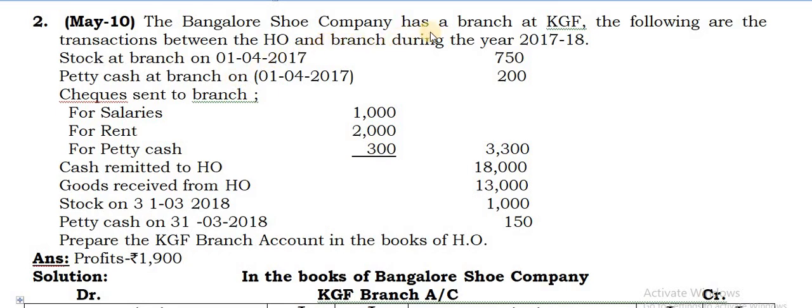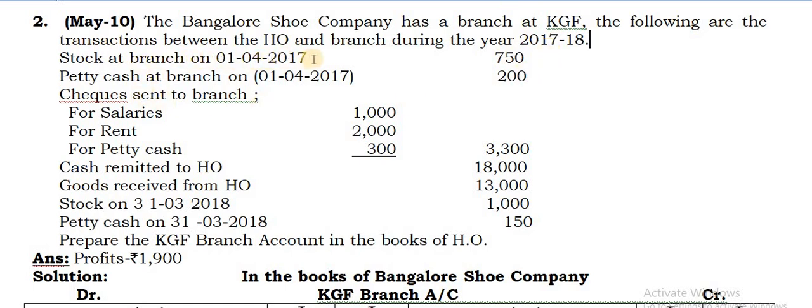The Bangalore Shoe Company has a branch at KGF. So Bangalore Shoe Company is the head office. That's why you can write in the books of Bangalore Shoe Company. What is that Bangalore Shoe Company? It is a head office. And KGF branch account. You have to prepare a KGF branch account. The following are the transactions between head office and the branch during the year 17-18.